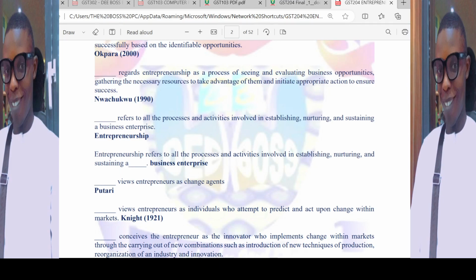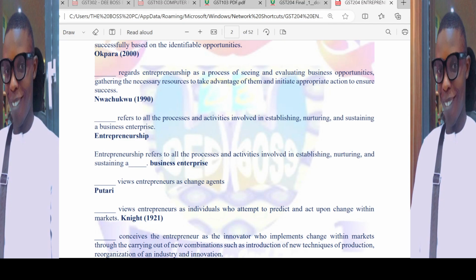That is what we are talking about. So entrepreneurship is very, very important. You should be able to sustain, to keep what you have gathered, and be able to look for bigger things. If you don't sustain, definitely what you have labored to establish and nurture might just be taken away from you.